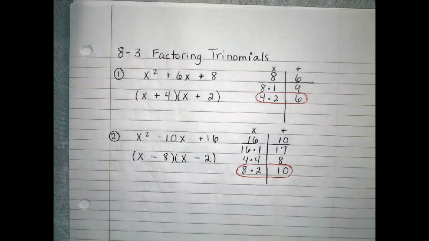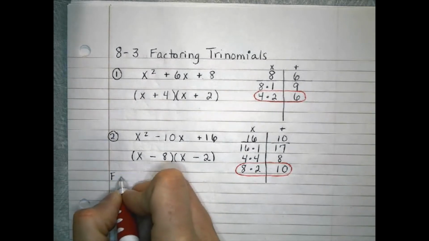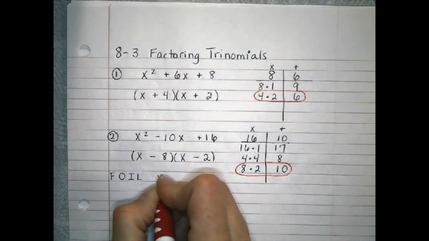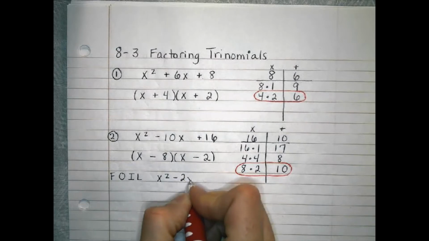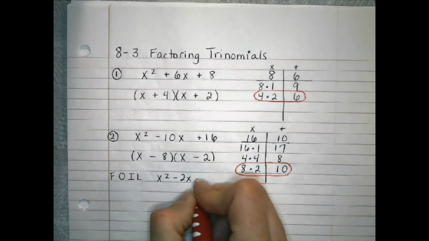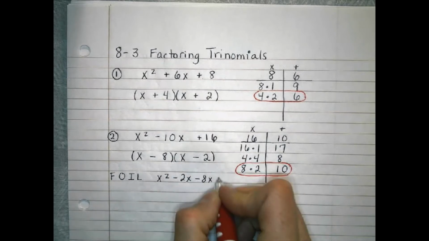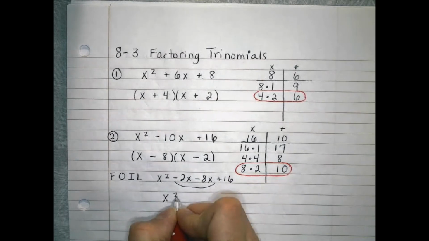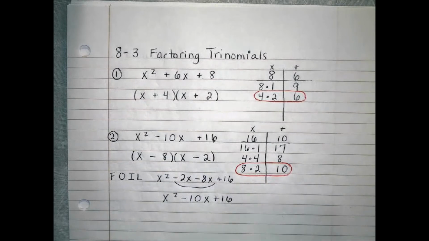If I wanted to double check that I had actually done this correctly, I could use FOIL. So if I were to FOIL this binomial, I would get x times x is x squared. For outer, x times negative 2 is minus 2x. Inner is minus 8x. And last would be negative 8 times negative 2, which is positive 16. These are like terms yielding x squared minus 10x plus 16. So I can confirm that yes, in fact, I did do this correctly.